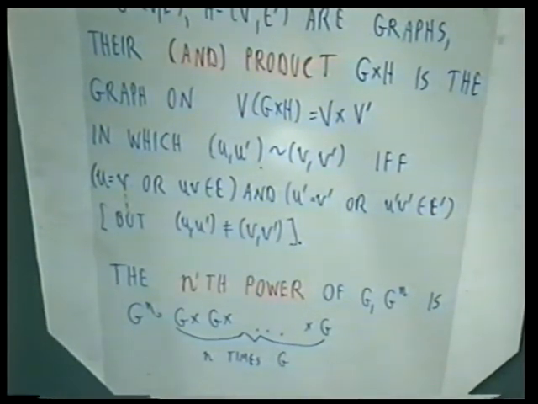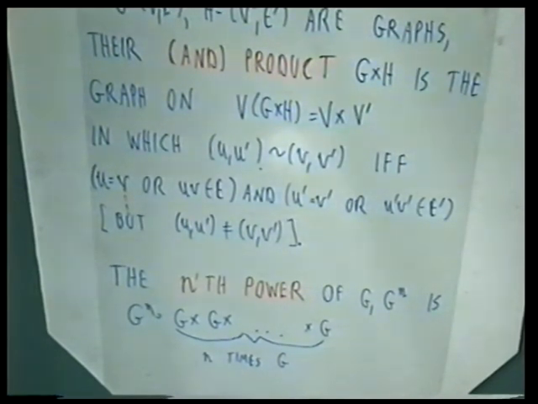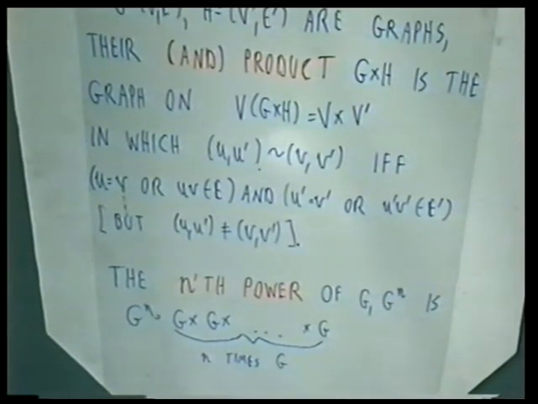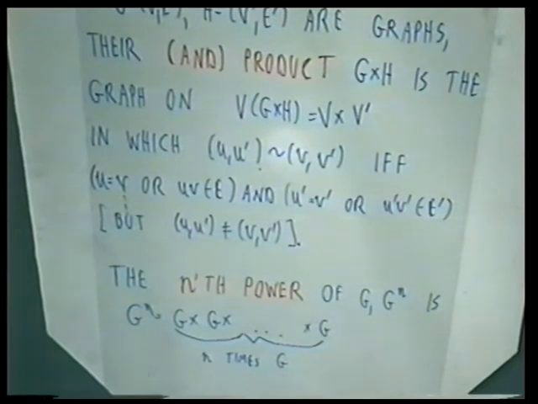This product is associative, and we can define the nth power of a graph by taking G and multiplying it by itself n times. So now the vertices are vectors of length n of vertices of the original graph, and two are adjacent if and only if in every coordinate they are either equal or adjacent. And we'll see that there is some motivation to define the product in this way.